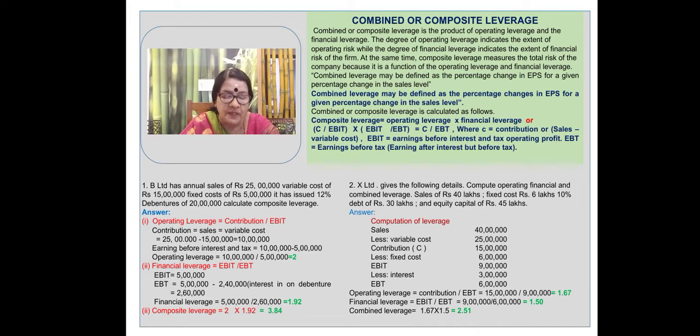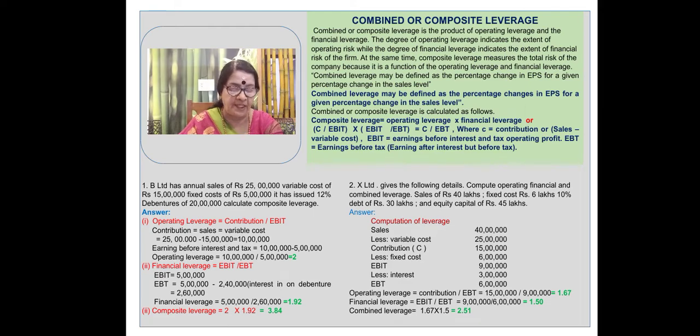Then financial leverage is EBIT divided by EBT. EBIT is 5 lakh, EBT is 5 lakh minus interest on debentures. The interest on debentures is 12% on 20 lakh, so 2 lakh 40,000. So EBT comes to 2 lakh 60,000. Financial leverage is 5 lakh divided by 2 lakh 60,000, EBIT divided by EBT, which comes to 1.92. So composite leverage is the multiplication, 2 into 1.92, which comes to 3.82.